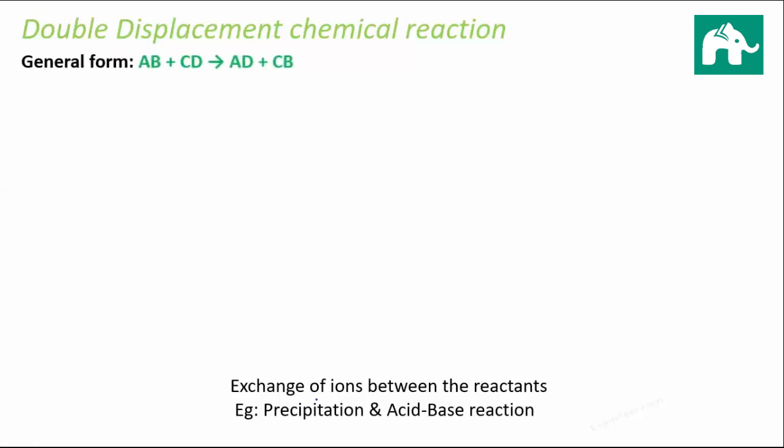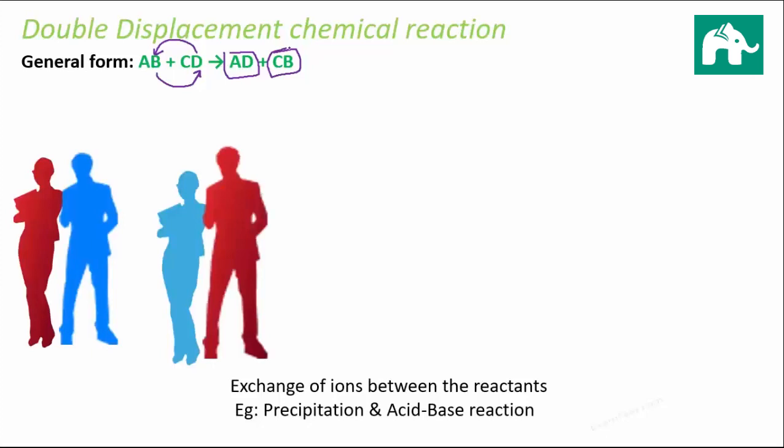So this is how the general format looks like. AB plus CD forms AD plus CB. So basically if you see, D is kicking out B from its position and taking its position and forming AD. Similarly, B is kicking out D from its position and taking its position to form CB. So in a way, we can say that B and D have exchanged their positions. So that's double displacement.